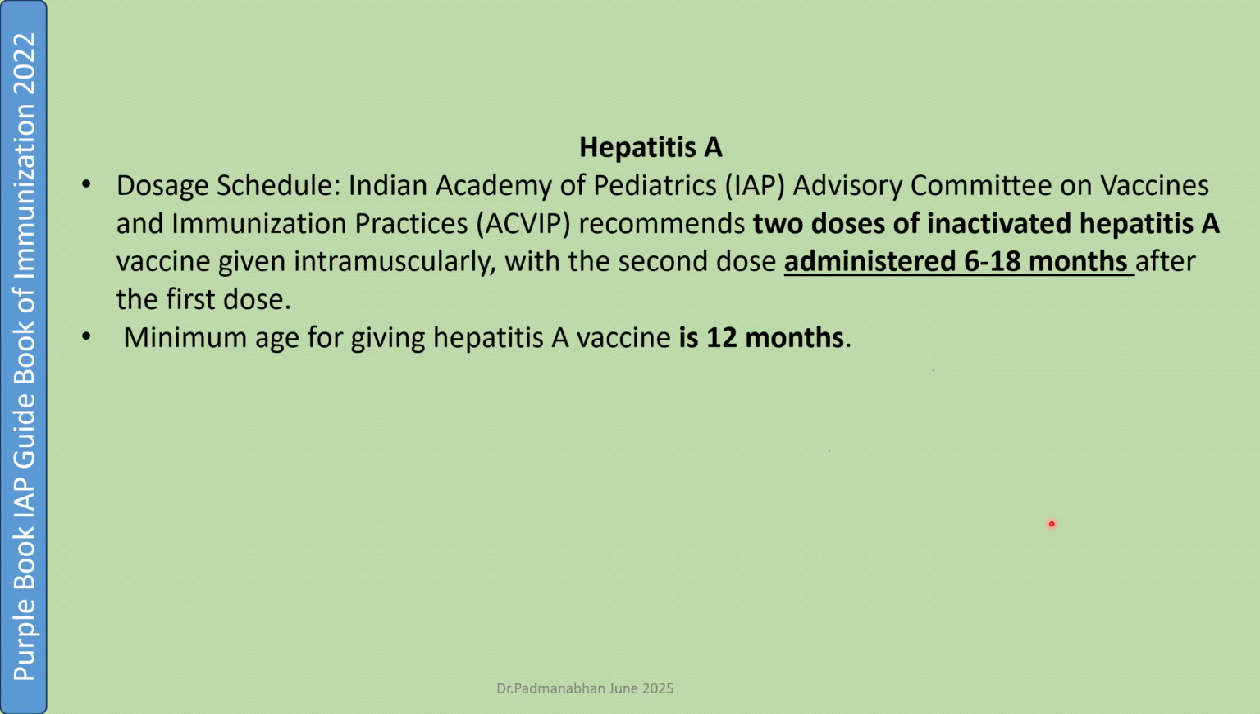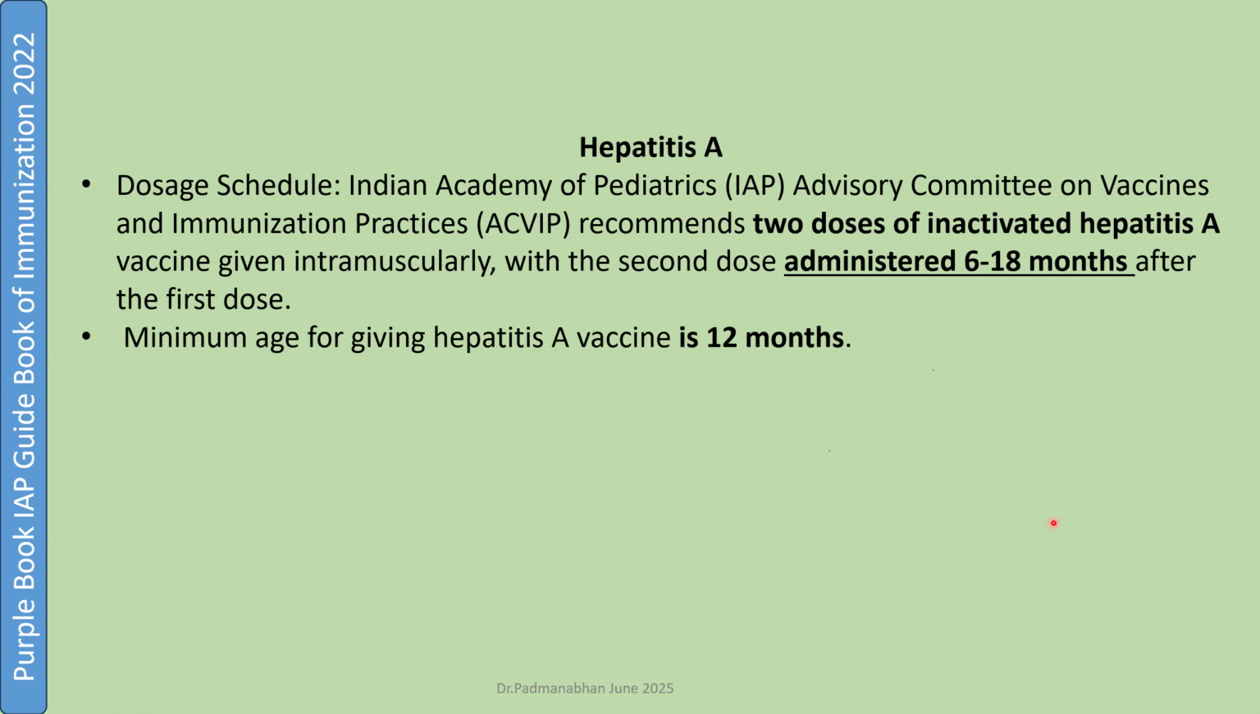Hepatitis A dosage schedule. IAP and ACVIP recommend 2 doses of inactivated hepatitis A vaccine given intramuscularly, with the second dose administered 6 to 18 months after the first dose. The minimum age for giving the hepatitis A vaccine is 12 months.